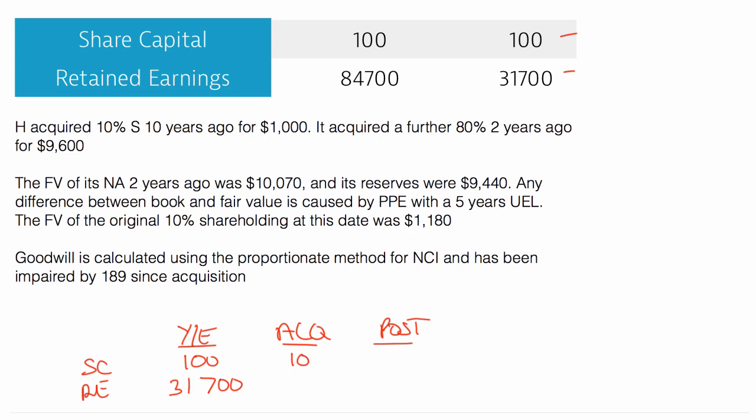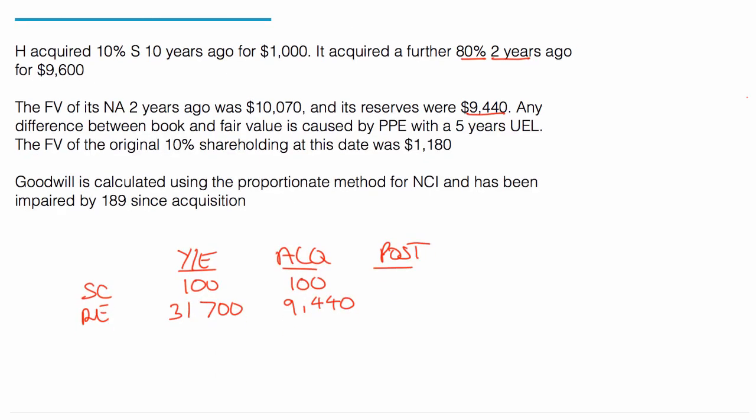At acquisition 100, and then the acquisition actually occurred 2 years ago because that's when we took control. So I want the retained earnings 2 years ago, 9,440, and so I just get my calculator out and I say 31,700 minus 9,440 gets me 22,260. Then I add those two together, 9,540. That's the book value of the equity.